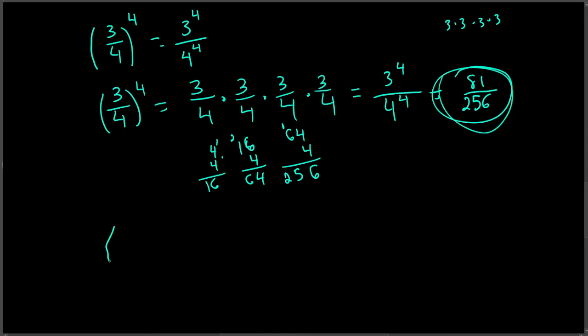Well, the same thing can happen with negative fractions. Because this is an even power, this would be a negative times a negative, so my answer is going to be positive. And that gives me 2 squared over 5 squared, or 4/25.